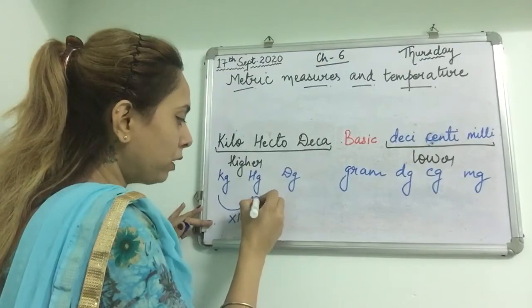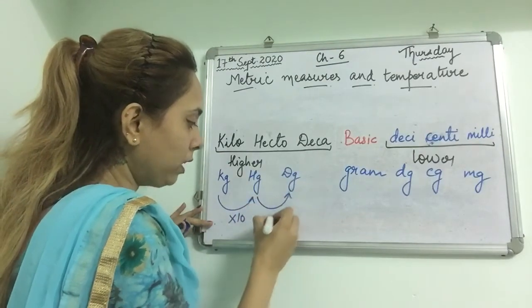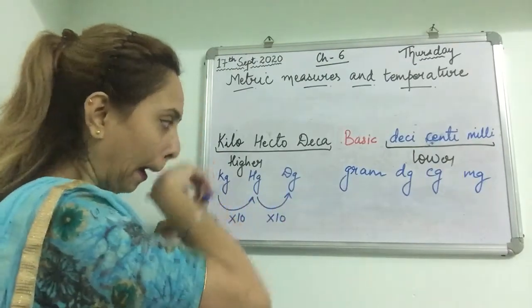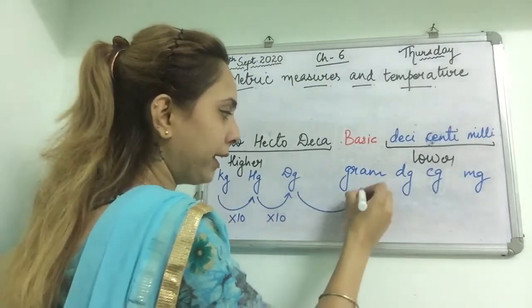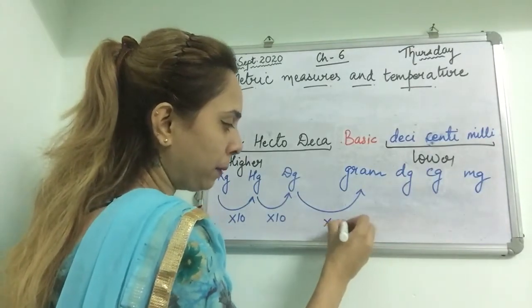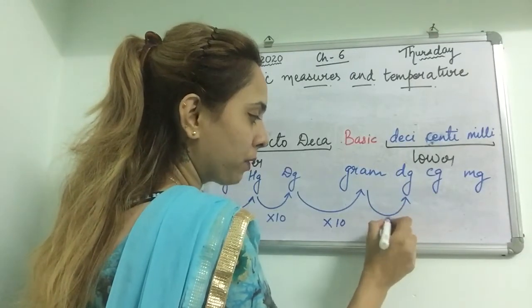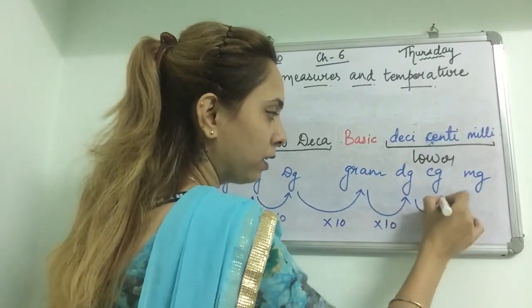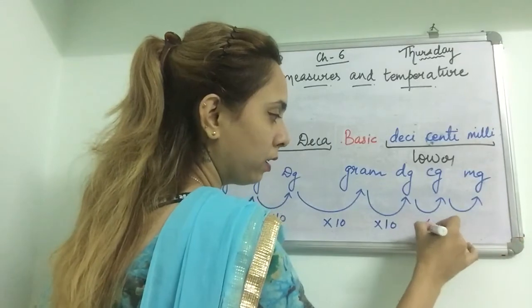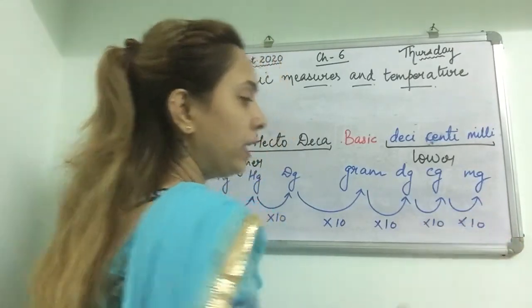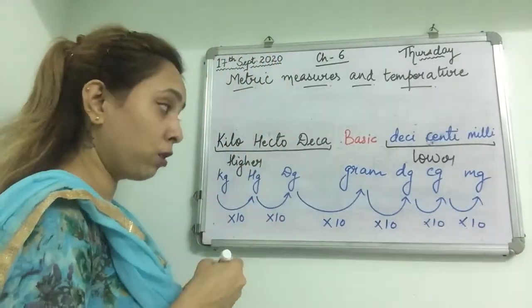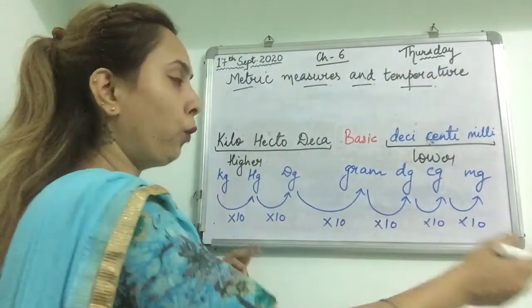If you are asked to convert hectogram into decagram, you will multiply by 10. Decagram into gram, multiply by 10. Gram into decigram, multiply by 10. In this way, you will always multiply by 10 when you are asked to convert higher unit into lower unit.